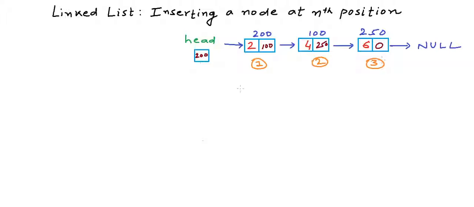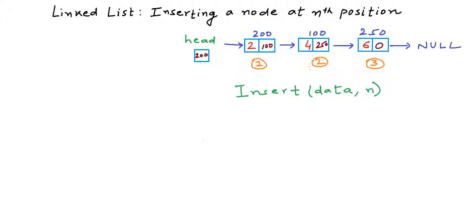We want to write a function insert that will take the data to be inserted in the list and the position at which we want to insert this particular data. So we will be inserting a node at that particular position with this data.